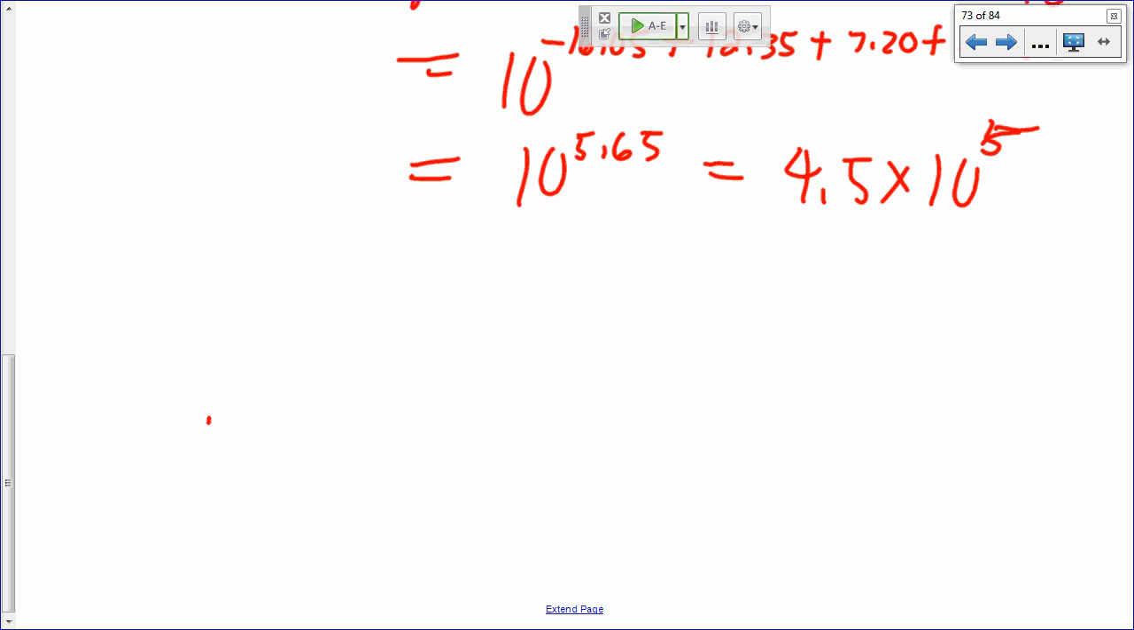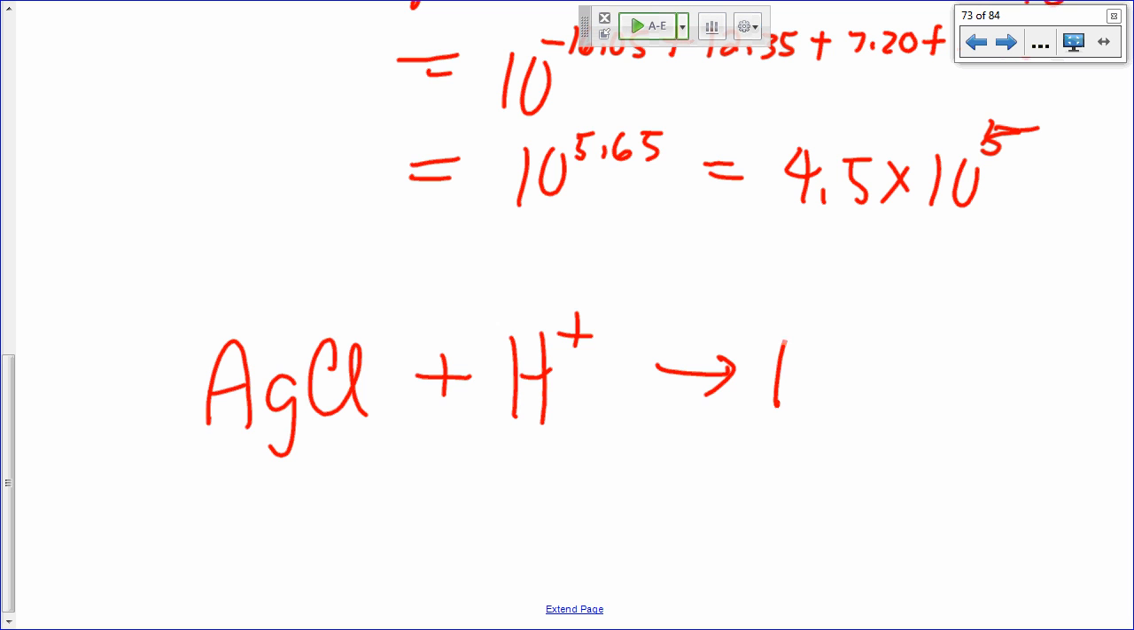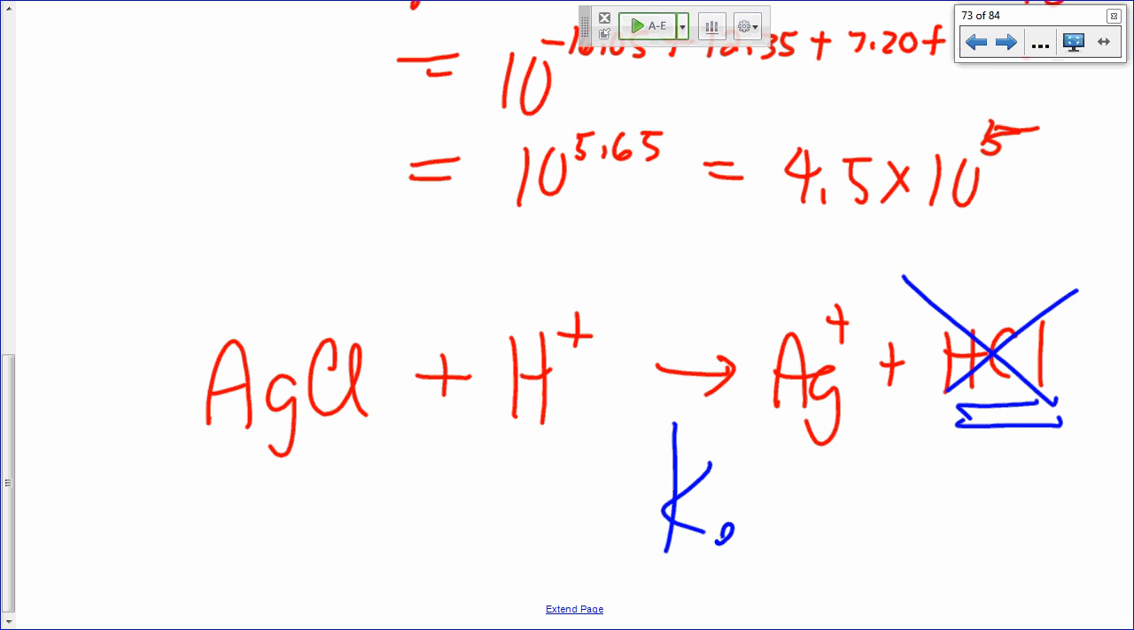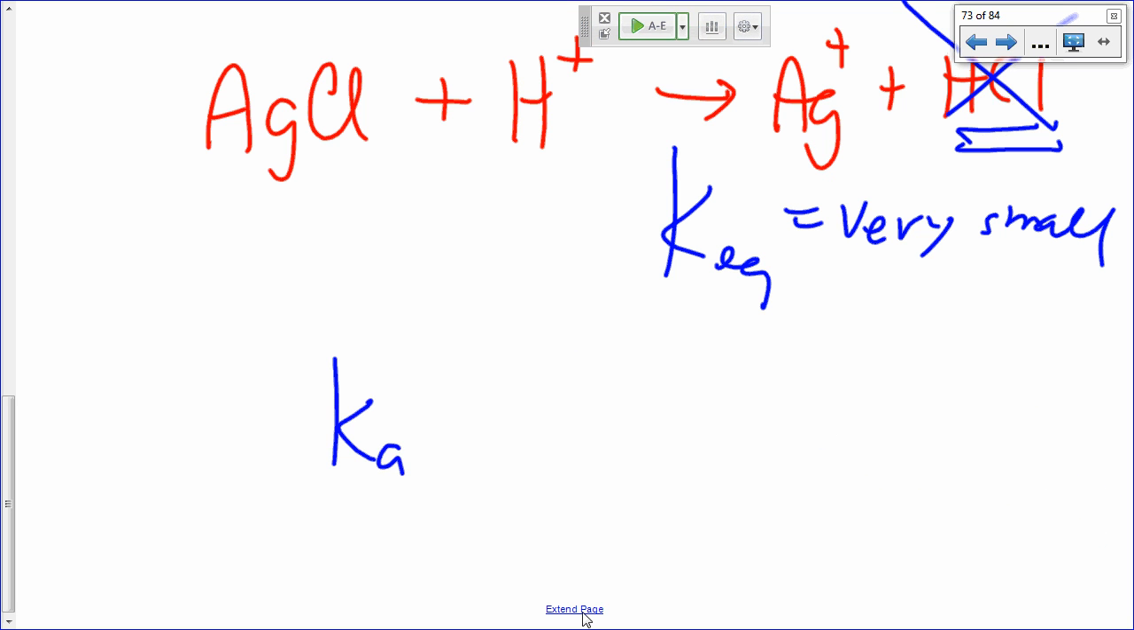If you have silver chloride and you try to dissolve it in acid, that would give you Ag plus HCl. Well, what do we know about HCl? You can't make it in water. So the KEQ for this is going to be very small. In fact, the Ka for HCl, it's a strong acid, estimates vary, but it's at least 10 to the 6th. So that would make your KEQ for this process small enough that the silver chloride will not dissolve as a result of adding acid to it.